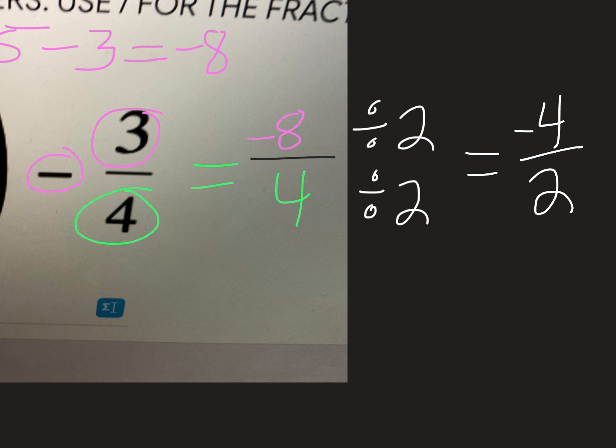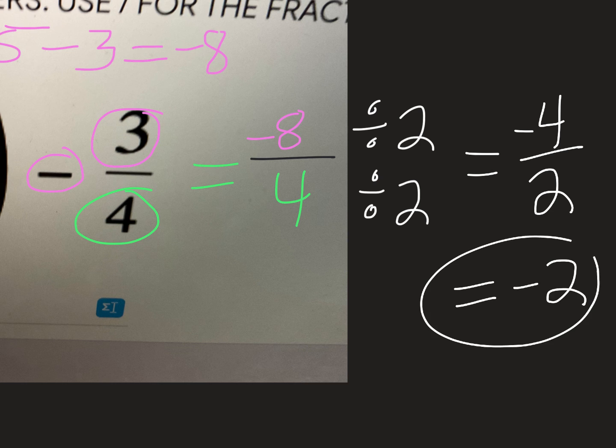And actually, I didn't even realize, 4 divided by 2 actually turns out to be an integer, which is going to be negative 2, because 4 divided by 2 is 2.